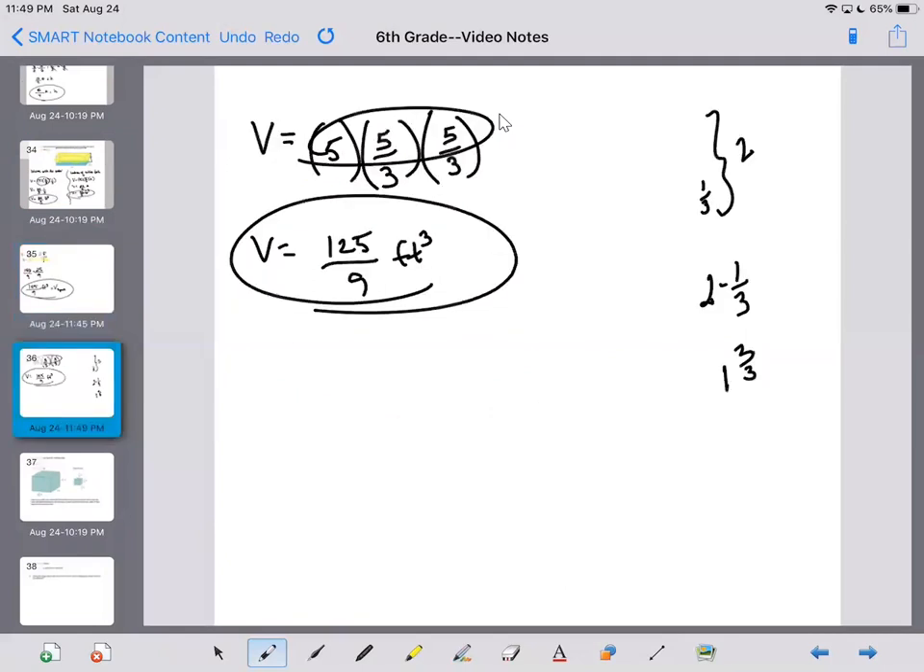So the only difference was this 5 thirds, because I took 1/3 away from the 2 foot height to give me 1 2/3, which is the same as 5 thirds.